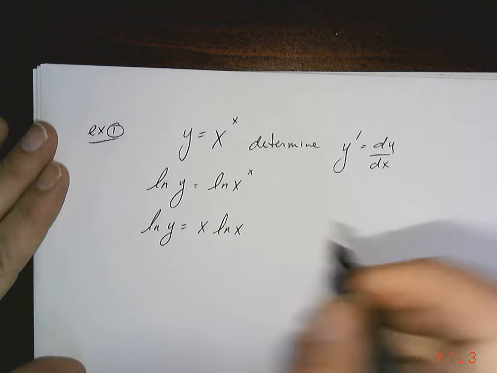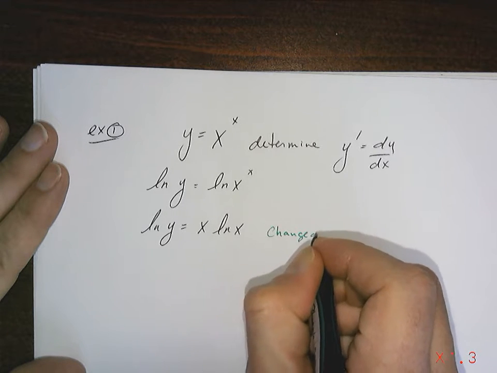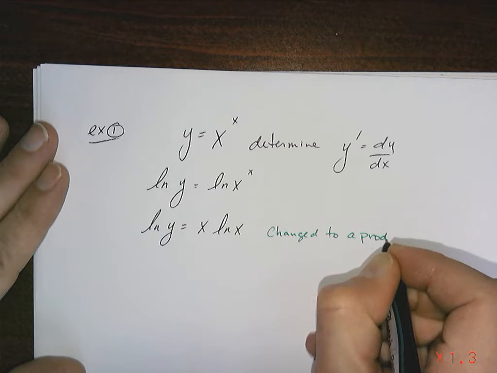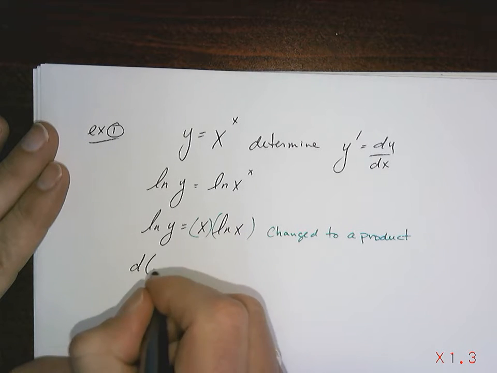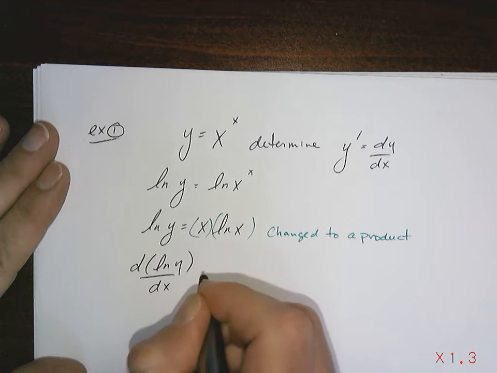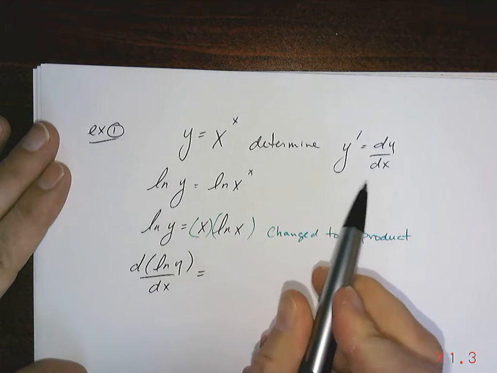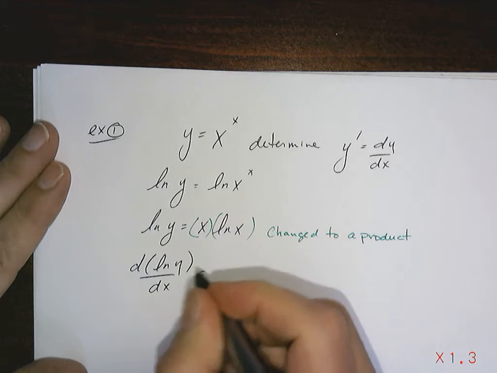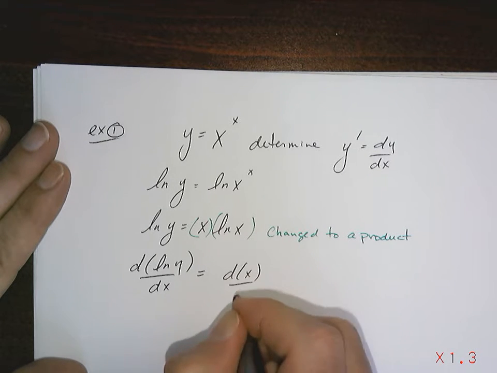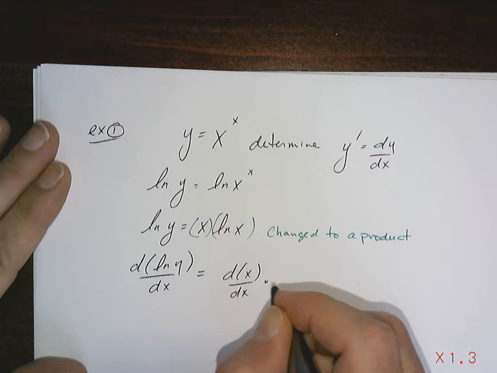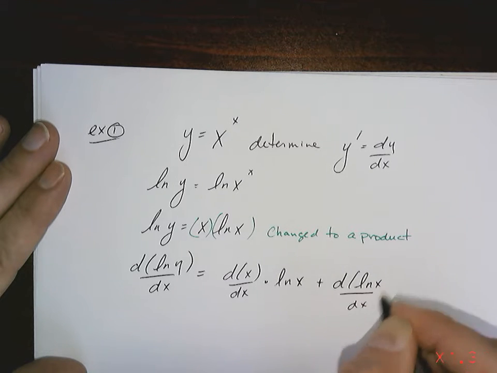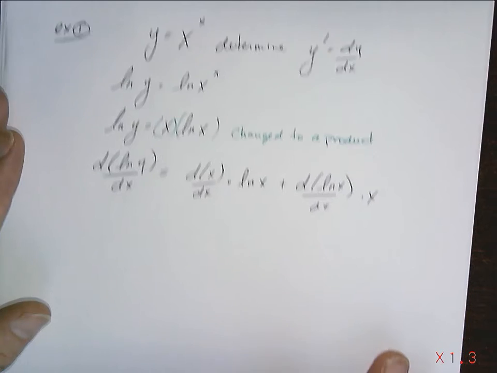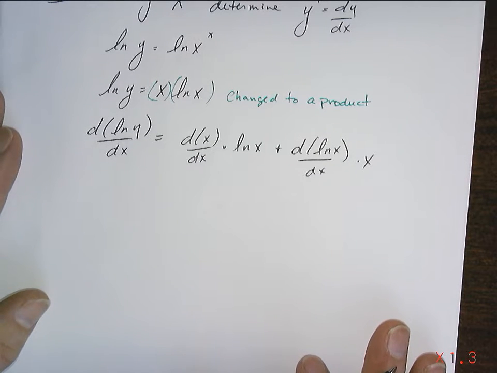So we changed it to a product, right? So we'll take the derivative of both sides. I don't expect you to write this. How do I know I'm taking it in terms of x and not y? The question asks for it. So it's going to be the derivative of the first times the second plus the derivative of the second times the first. And again, I don't expect you to write that unless you want to.